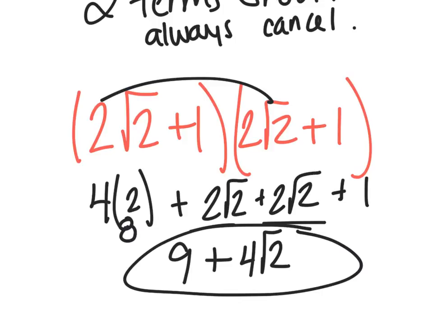Well, I think that does it for us on multiplication. If anything went too fast, go back, pause it, rewind it. But the main idea we want to keep in mind is we're going to multiply outside of the radical and multiply inside of the radical.